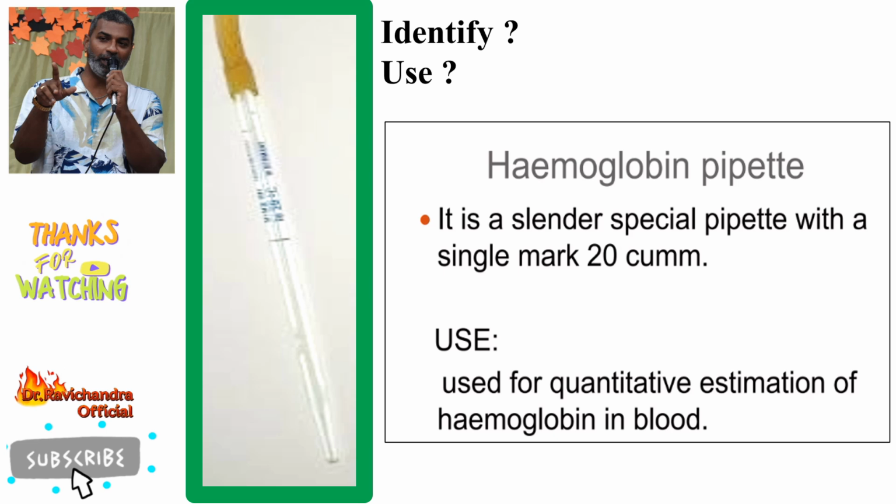Hemoglobin pipette. It is a slender special pipette with a single mark of 20 cubic millimeters. It is used for quantitative estimation of hemoglobin in the blood using Sahli's hemoglobinometer.